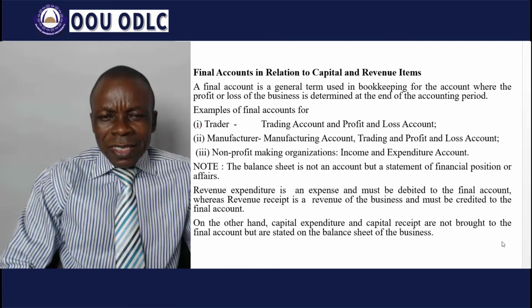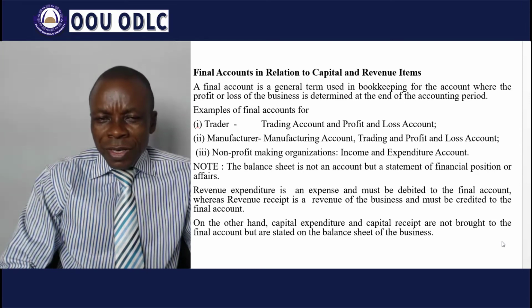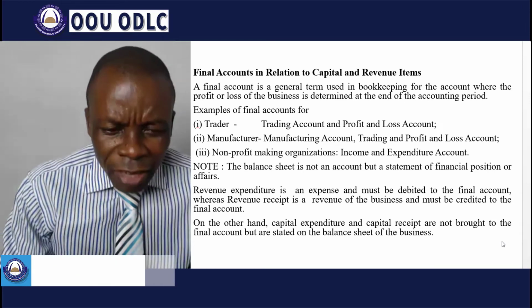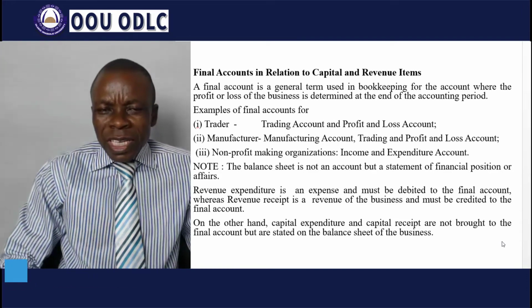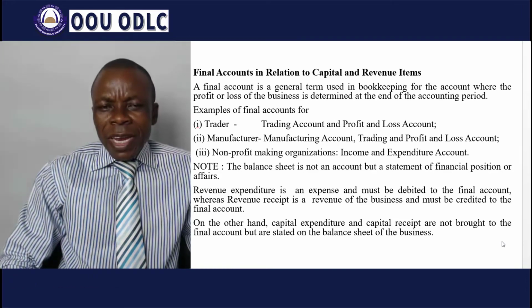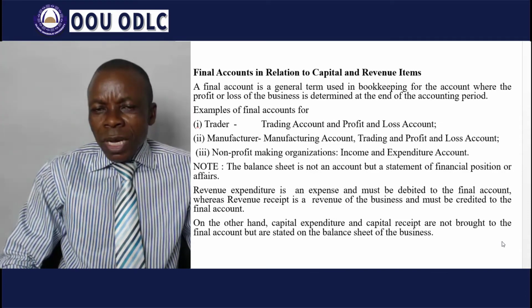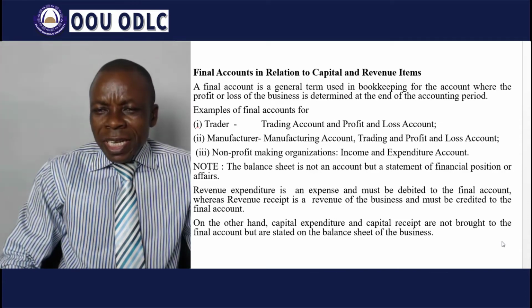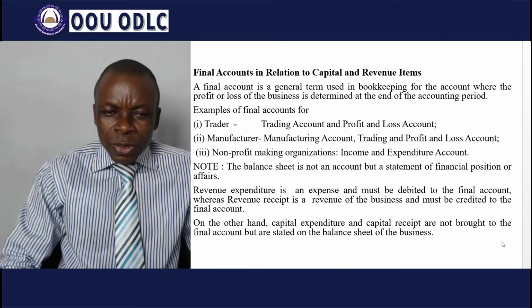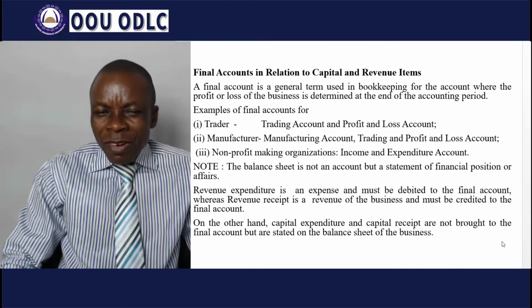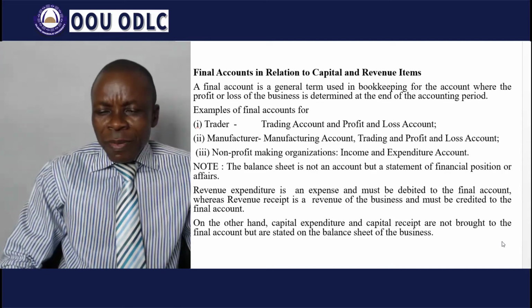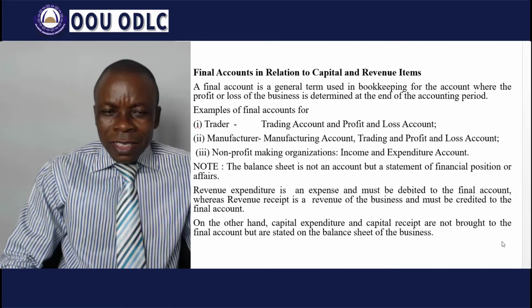Now, final accounts in relation to capital and revenue items. How do you treat this? How do they relate to your final accounts? Of course, like I mentioned earlier, final accounts in general terms, as used in bookkeeping, are accounts where the profit and loss is determined at the end of the accounting period. So you prepare the final accounts where you want to evaluate or assess the performance of the business at the end of the accounting period.